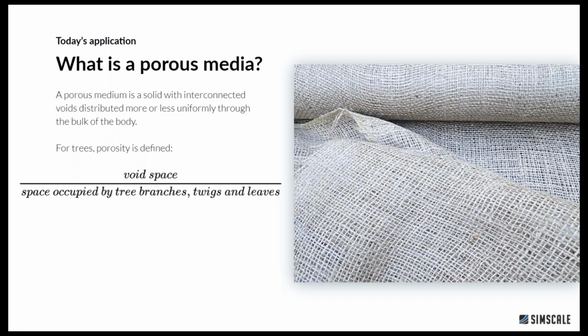So there's a bit of a random pattern, and that creates a certain space where the flow really struggles to get in and out of. So for trees specifically, the porosity is really the ratio between how much void there is in this volume to the space occupied by tree branches, leaves, or stems, for example. So this is a good definition of the porosity.